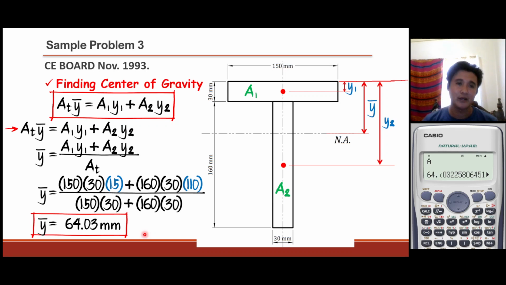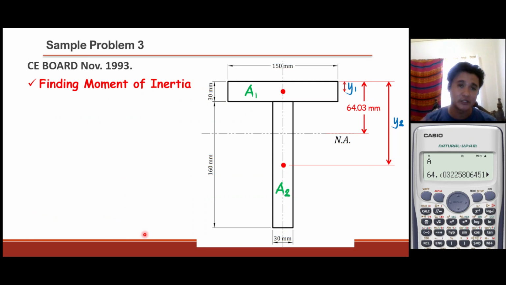So next part ng problem natin, finding the moment of inertia naman. So nakuha na natin yung centroid natin, yung center of gravity natin na 64.03. Let's find yung moment of inertia naman. So again, ang gagawin natin, we will get yung moment of inertia ni A1, tapos moment of inertia ni A2, tapos ipag-add lang natin. Okay?